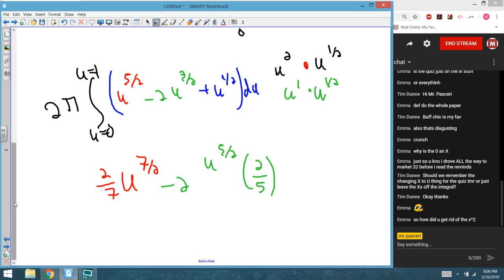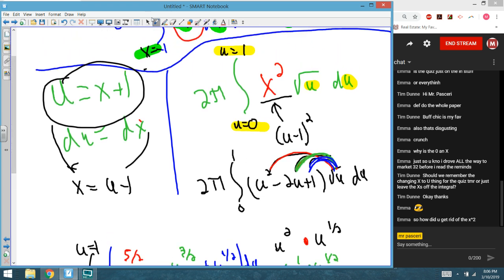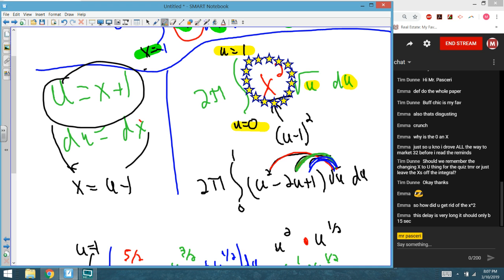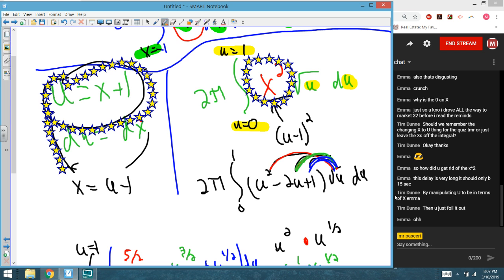Okay, so the x squared over here, wondering how I got rid of this. This red x squared was a problem. It was not a good thing. It was like danger. This x squared right here, we didn't want an x because we wanted an integral with just u's. So I said, okay, how am I going to figure this x squared out? I'm going to take u and figure out what x is. I figure x is equal to u minus 1. And so now I'm plugging in u minus 1 and just foiling it exactly.